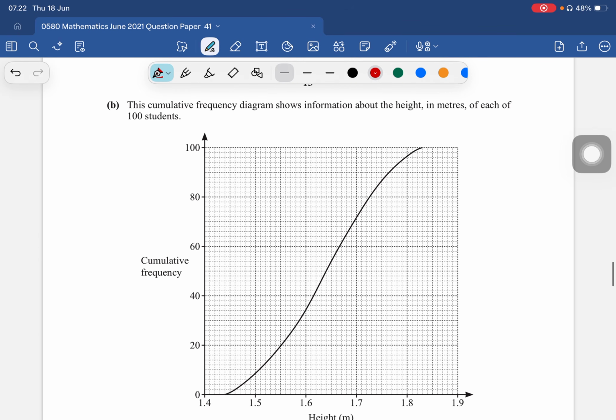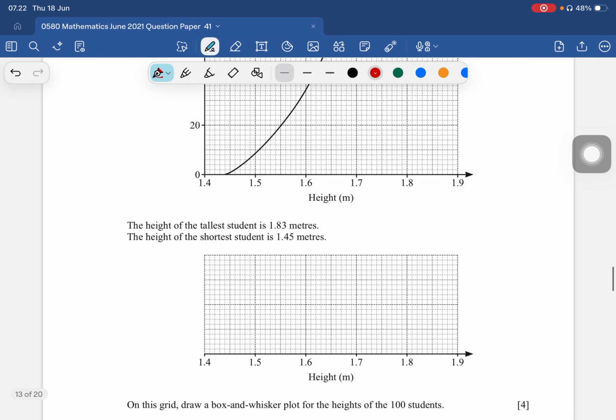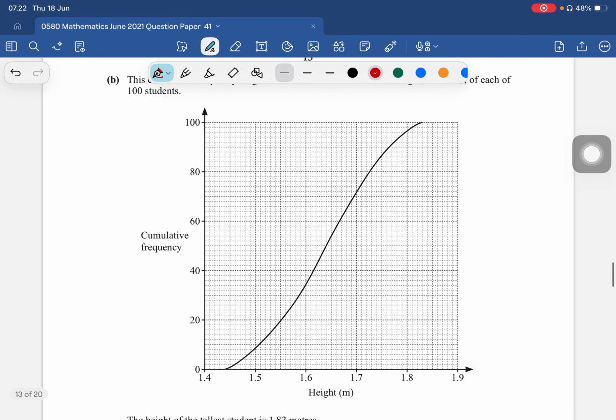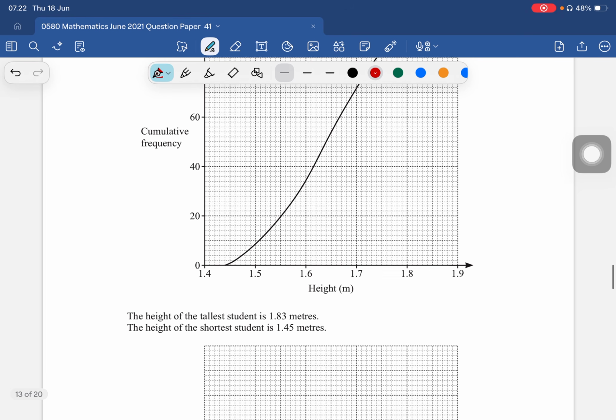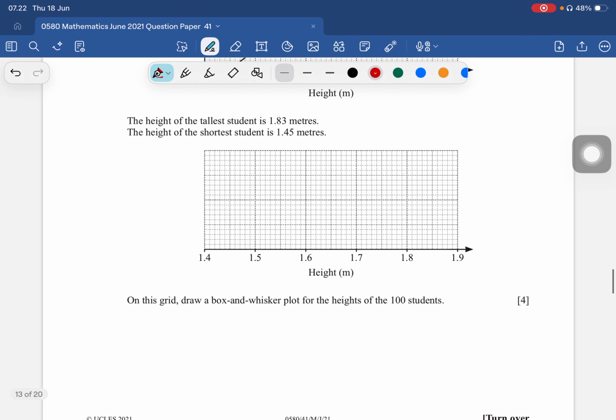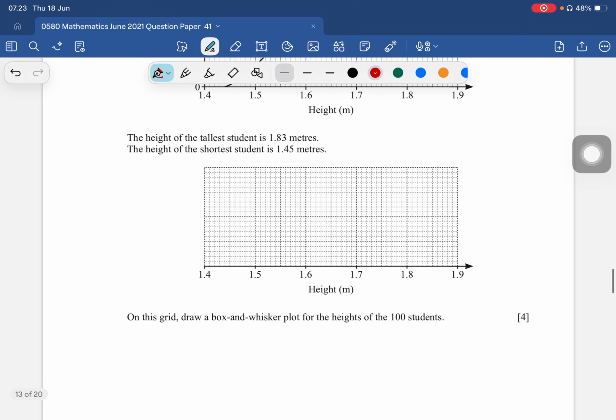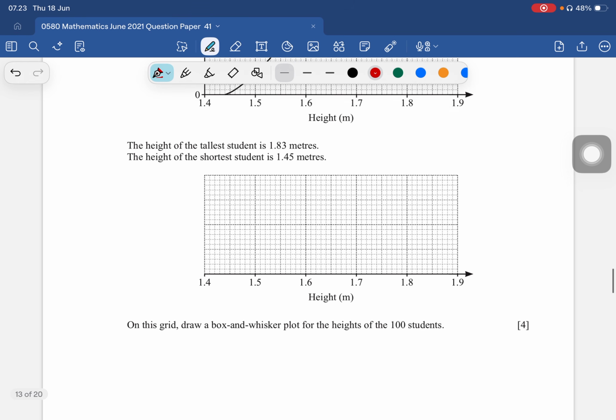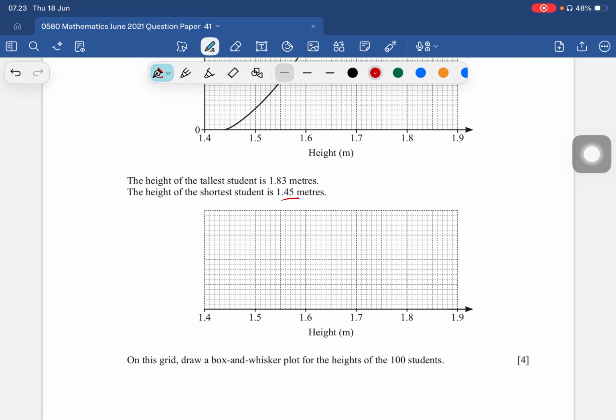Okay, this cumulative frequency diagram shows information about the heights of 100 students. Okay, here are the 100 students. On this grid, draw a box plot of the heights of 100 students. So the shortest is 1.45, so 1.45 here. This is the shortest one. Then the tallest is 1.83.